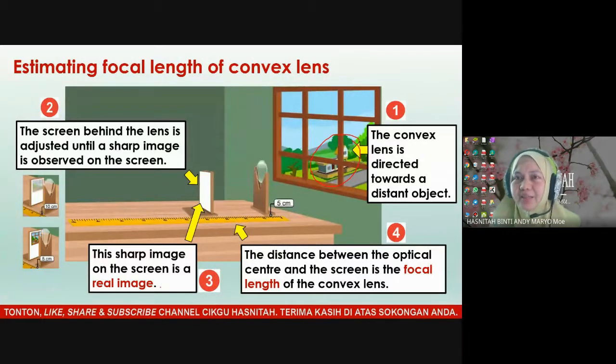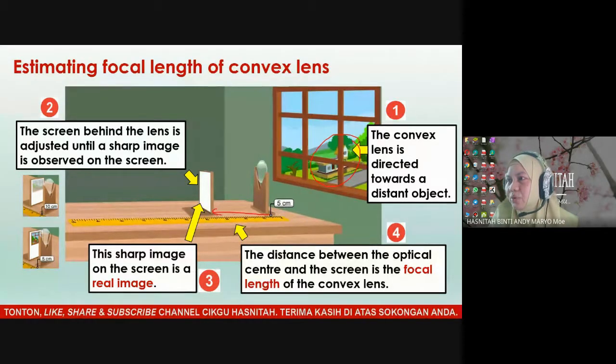Then number 4, the distance between the optical center and the screen. This is what we call the focal length of the convex lens. The distance between the optical center, we mark it here, and then the screen.